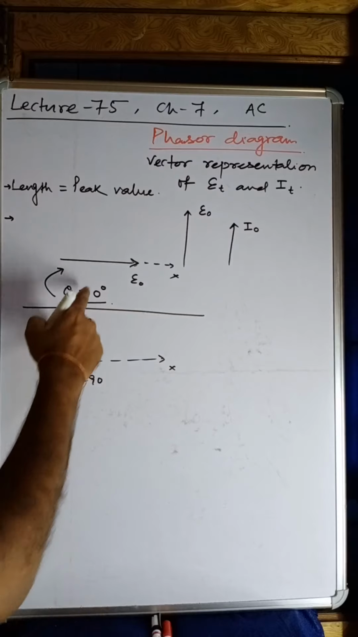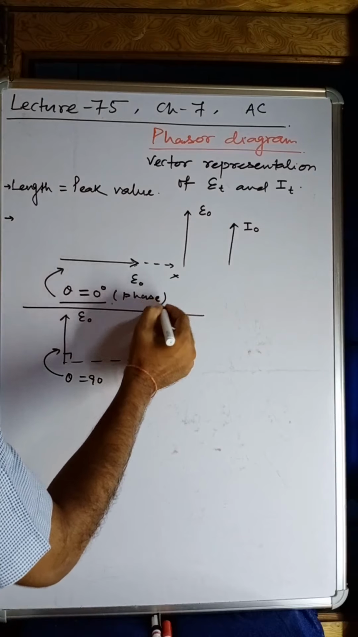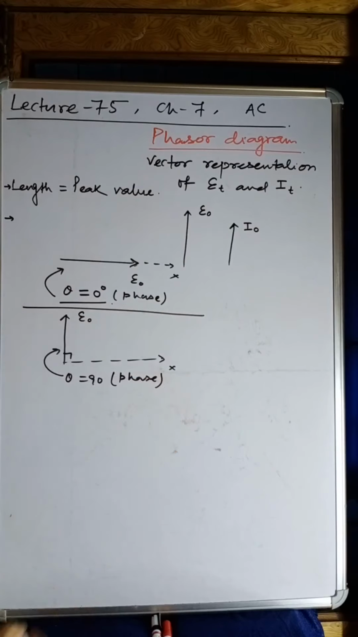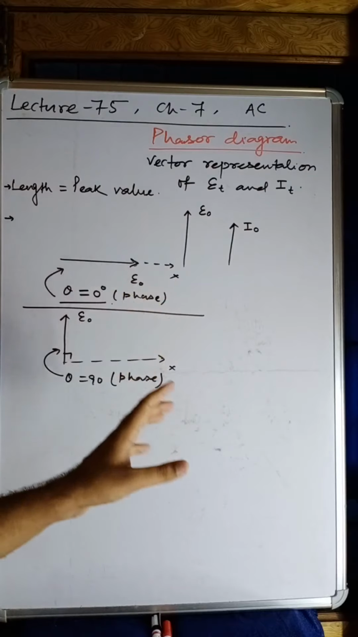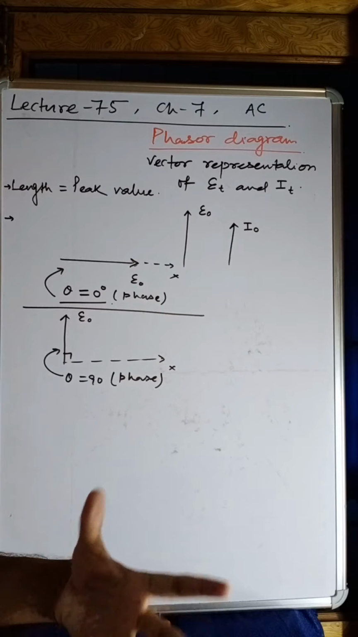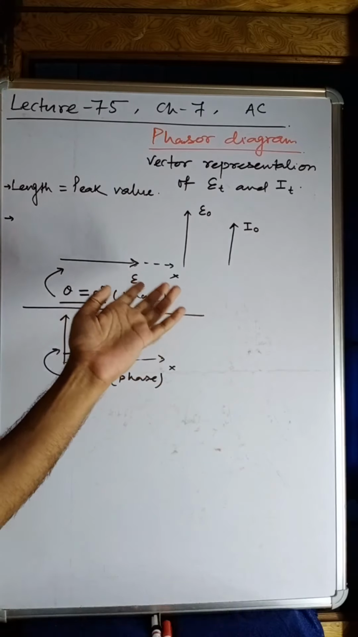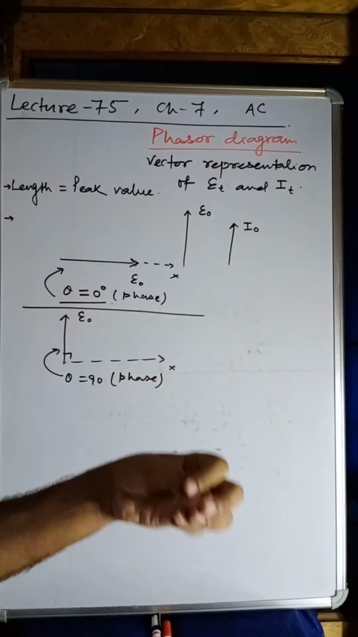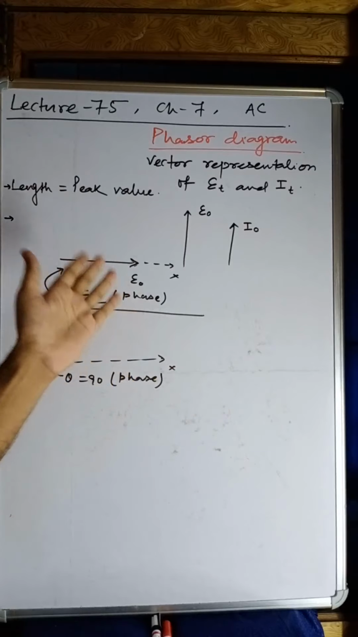Actually, what are this 0 and 90? These two are called the phase. Here, the phase of voltage with the x-axis. Now, the x-axis is not a physical quantity, so we have to take some physical quantity along the x-axis to speak about the phasor or the phase of voltage.